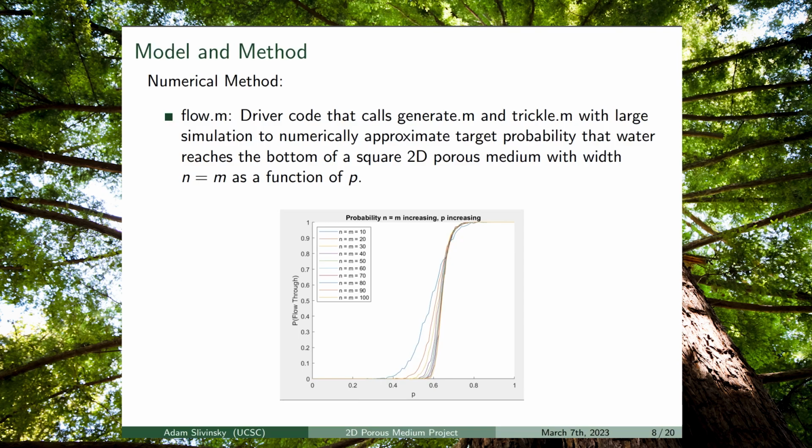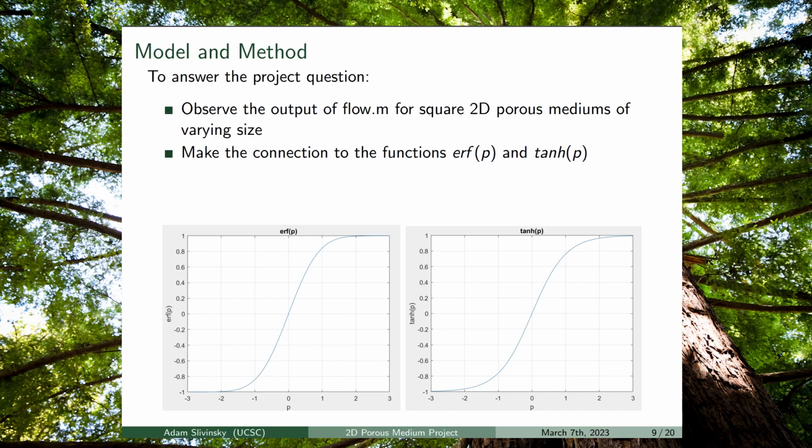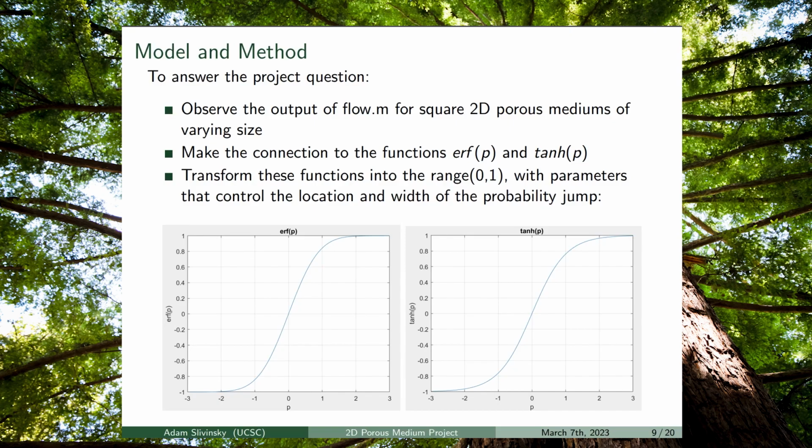So these three pieces of code, generate, trickle, and flow, work together to give us numerical solutions of our target probability of square 2D porous mediums. And from here we can build codes on top of that to answer the question for the project. In observing many of these solutions plotted on top of each other, we can see that the solutions are similar to the error function and hyperbolic tangent functions. These functions must be transformed to fit within the range 0, 1, and we must place constant parameters within the function that allows control of the location and width of the spike in probability that we see for square 2D porous mediums. So these are going to be our target functions that we try to estimate the numerical solution for.